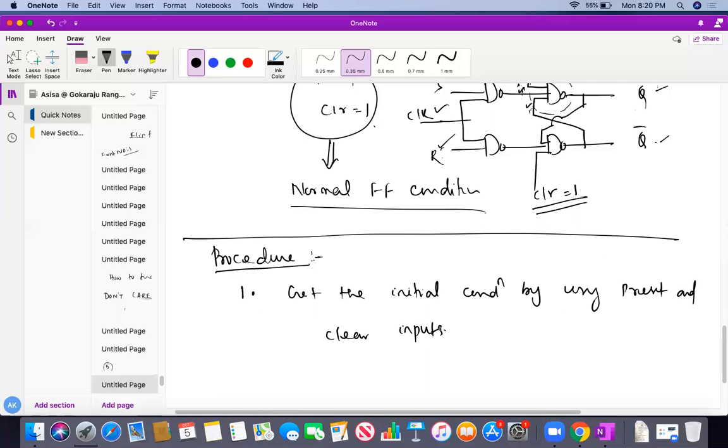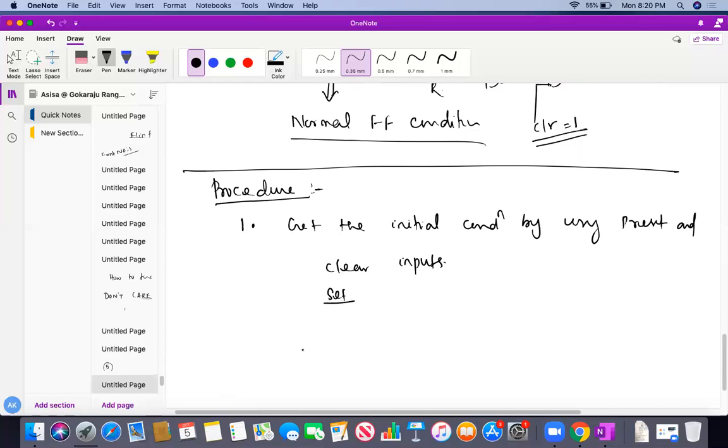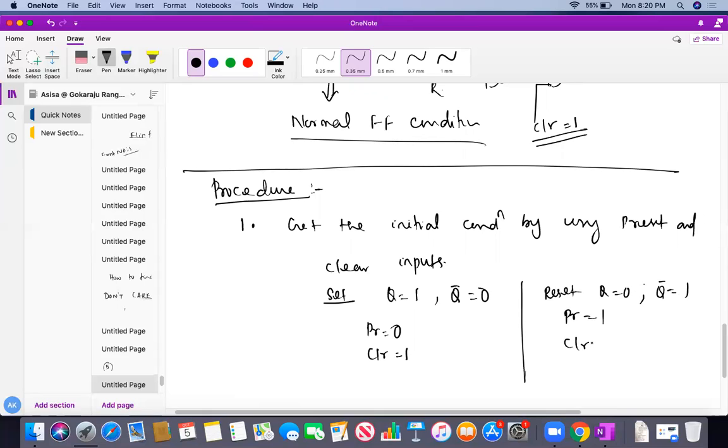Okay, if somebody wants to set the Q, what is set? Set means somebody wants Q equal to 1 and Q bar is 0. So at that time, what will be my preset? Preset is 0, clear is 1. Okay, if somebody wants initially reset, reset means Q equal to 0, Q bar equal to 1. At that time, what you have to do? Preset equal to 1, clear equal to 0. So this is the first step you have to do.